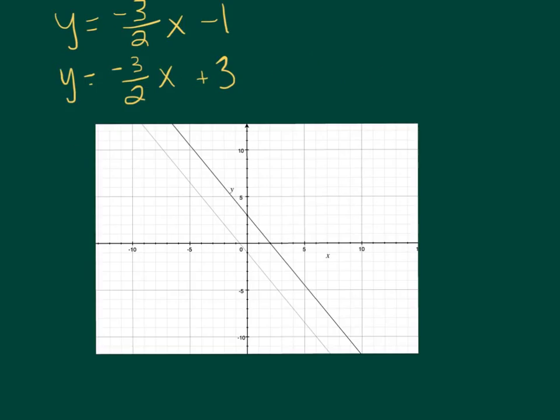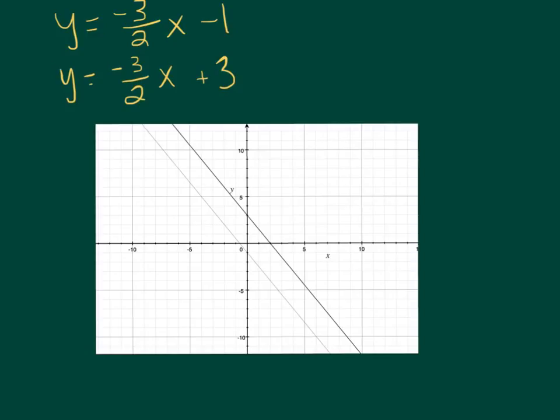So I went ahead and graphed both of these equations, and if you notice, we have the first equation, the y-intercept is a -1, so it goes through -1, and the second equation, the y-intercept is +3, so it goes through y equals 3 right here. And if you notice, they are parallel, right? They're not intersecting at all. So what does that tell us? What does that tell us about this situation?